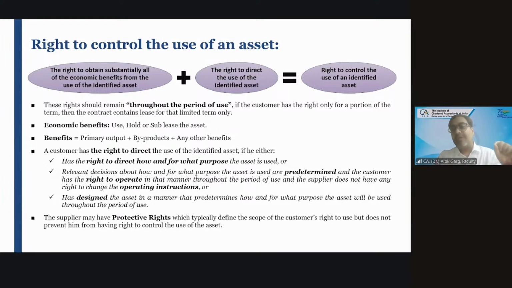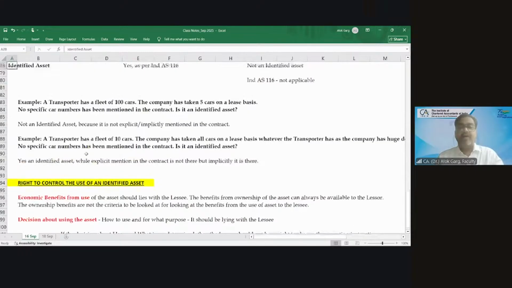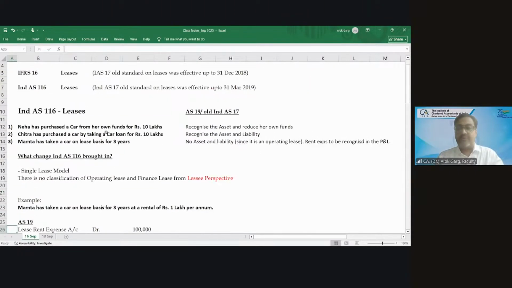Okay. So number one, the economic benefits arising from using the asset should pertain to the lessee. Number two, the right to direct the use of the identified asset should belong to the lessee, right? What does it mean? It means that it is the lessee who will be taking the decision of how and for what purpose the asset is going to be used, right?